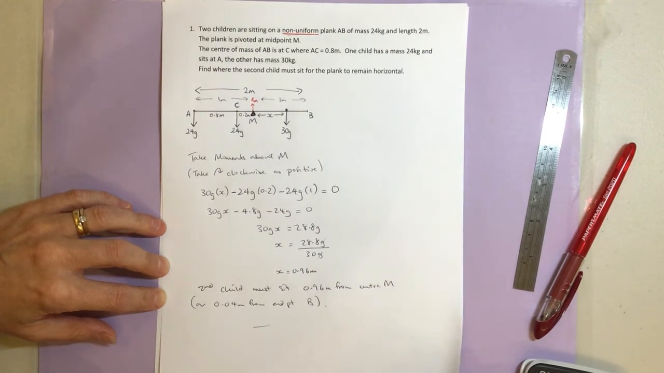Our second question is a really similar sort of situation, non-uniform rod, etc. But we're going to have two pivot points here. We're going to have 2 points that have reaction force, and we're going to need to do some simultaneous equations.